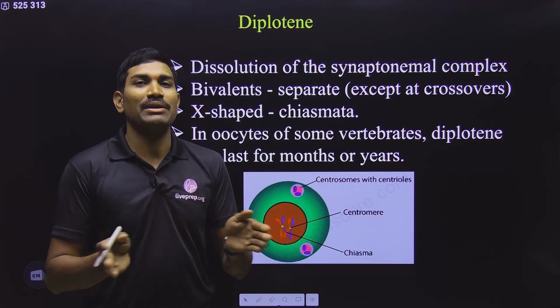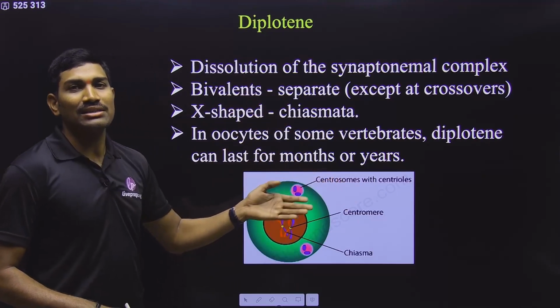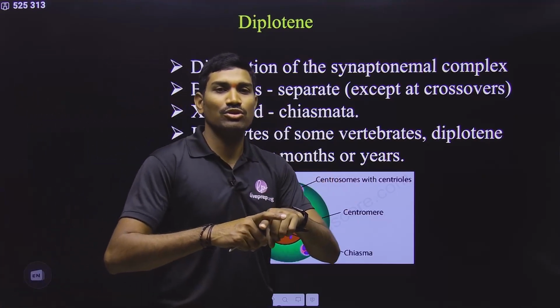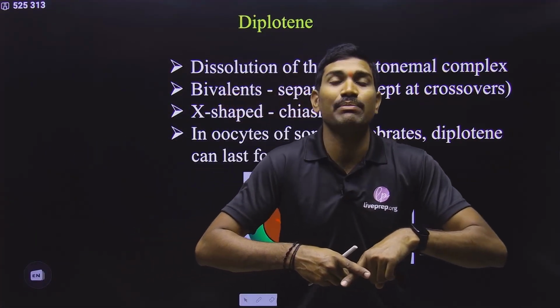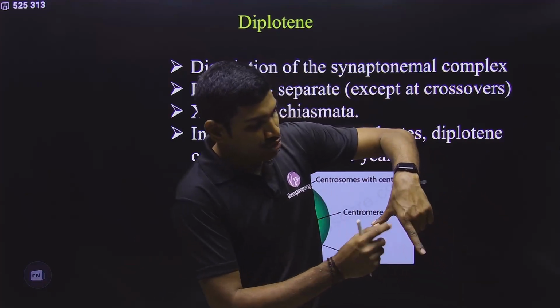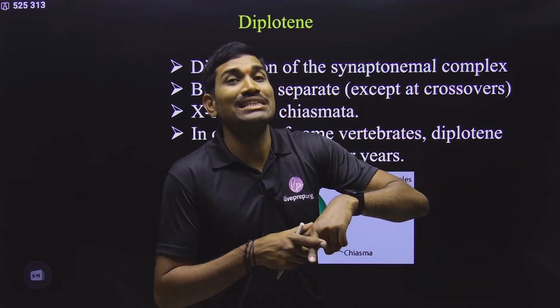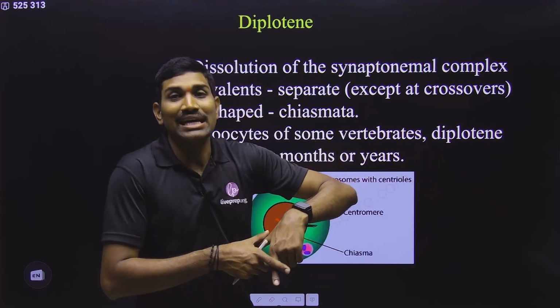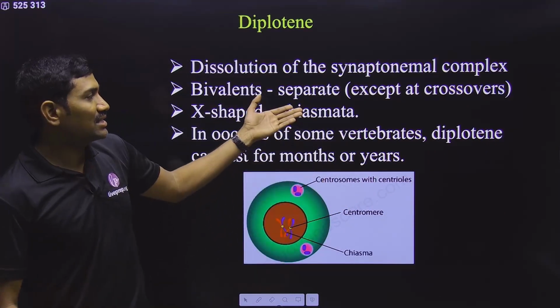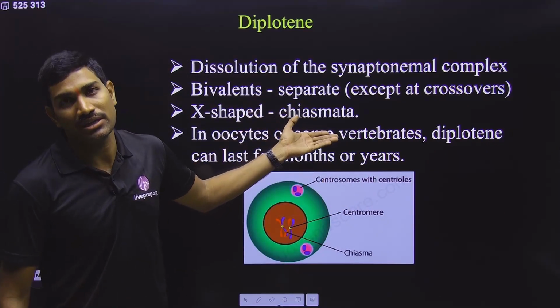So during this separation, what happens here? At some locations wherever there is a crossing over, there still you can see X-shaped structures. Wherever there is no crossing over, there they got separated. But wherever there is a crossing over, still they are attached. So you can see X-shaped structures, and these X-shaped structures are called chiasmata.